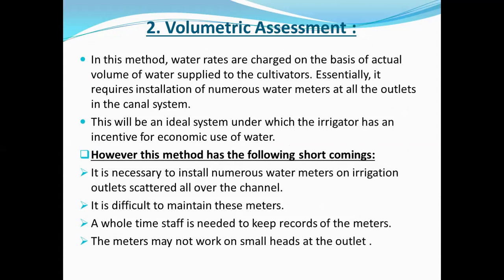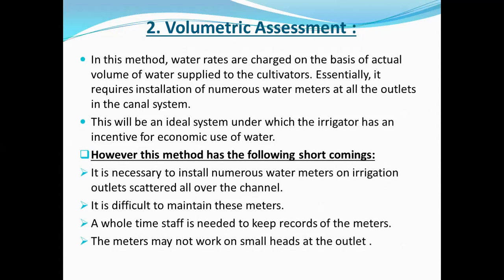So this will be an ideal system under which the irrigator has an incentive for economic use of water. However, this method also has some shortcomings. Like, it is necessary to install numerous water meters on the irrigation outlets scattered all over the channels, right? Maybe this will be very costly, right?